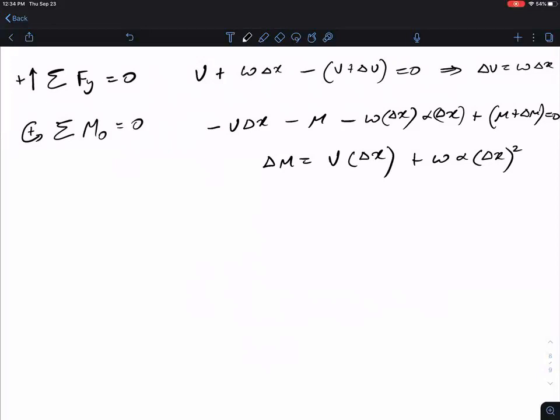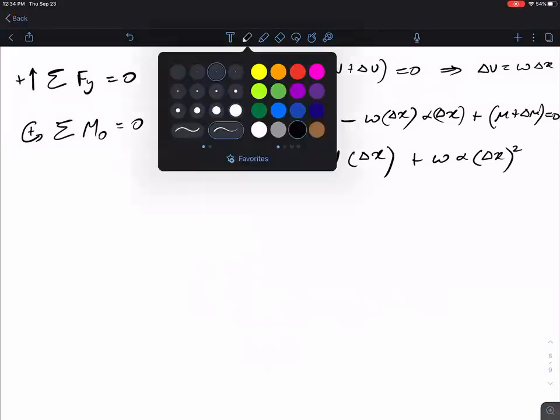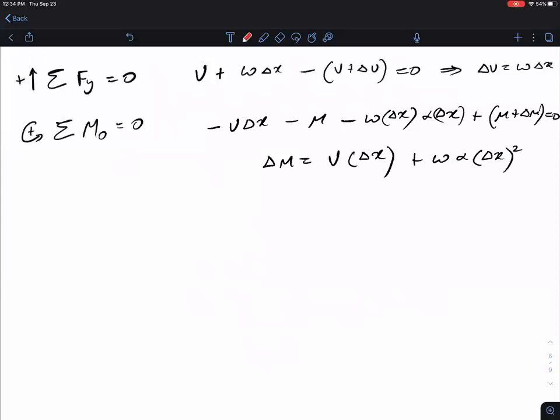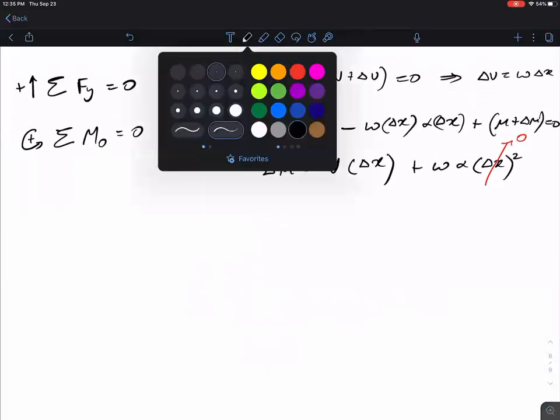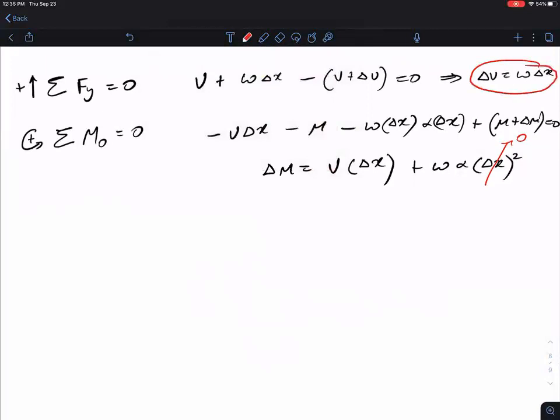Now, based on delta x being considered an infinitesimal length, we will assume that delta x squared is equal to 0. So the right part of the bending moment equation is going to go away. And so we have two equations here, this one and this one.